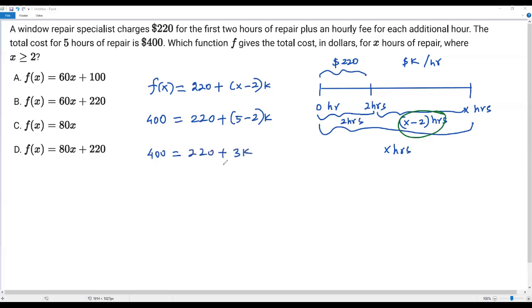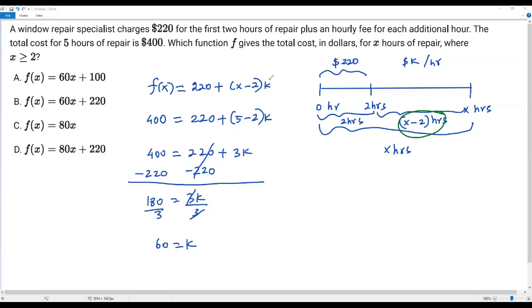Now my aim is to solve for k. Once I solve for k, the function will be complete, because in this function k is an unknown constant. Once we get the value of k, the function will be complete. Okay, now let's solve for k. For that, I have to isolate k. I am subtracting 220 from both sides, because I have to get rid of this 220. So this one will cancel out. When I simplify this, I'm getting 180 is equal to 3k. Now I divide both sides by 3. This 3 will cancel out. When I divide 180 by 3, I'm getting 60. So now I got the value of k. k is equal to 60.